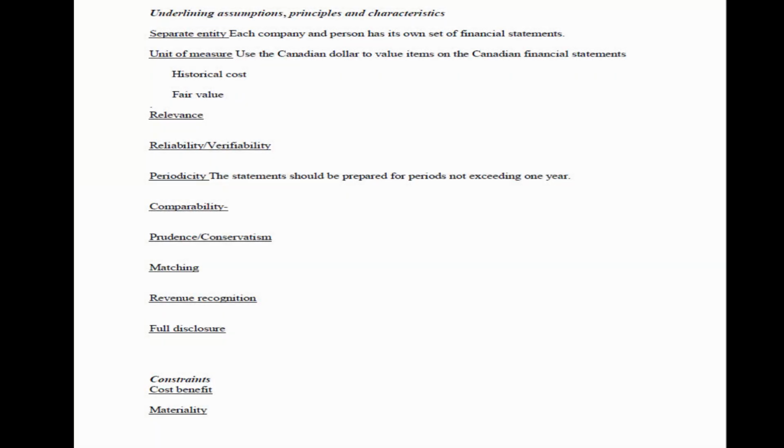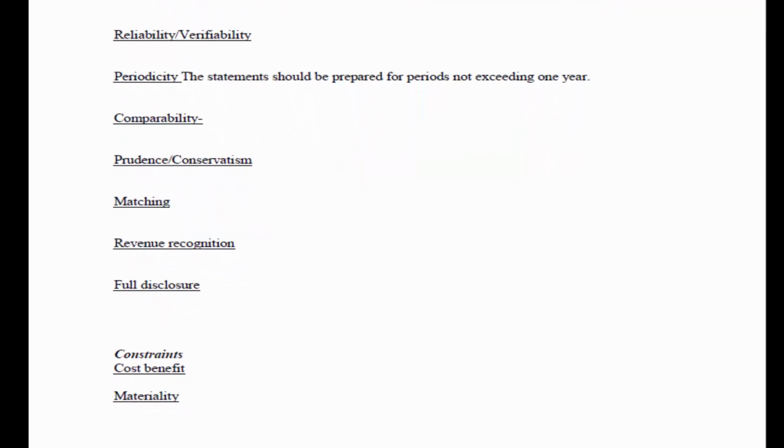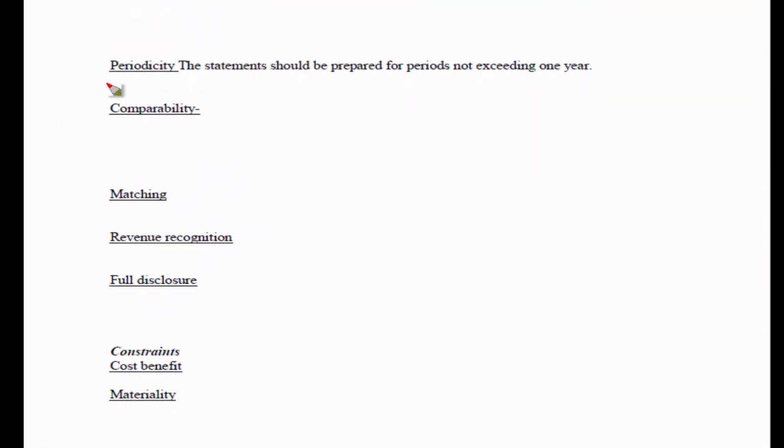Let's continue on this page looking at more of the underlying assumptions, principles, and characteristics of financial statements. Periodicity means that statements need to be prepared for a company within 1 year. Statements can be prepared for less than a year, for 1 month or 1 quarter, but never for over 1 year. This allows the readers to get somewhat timely information so that they can make decisions.